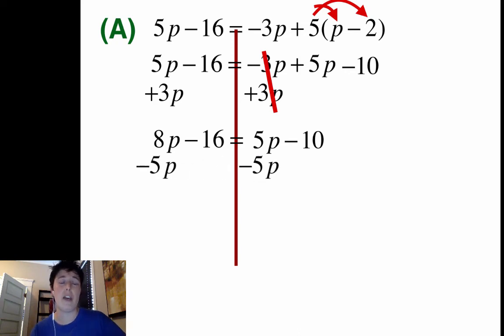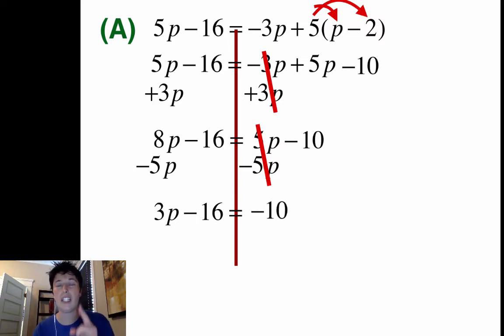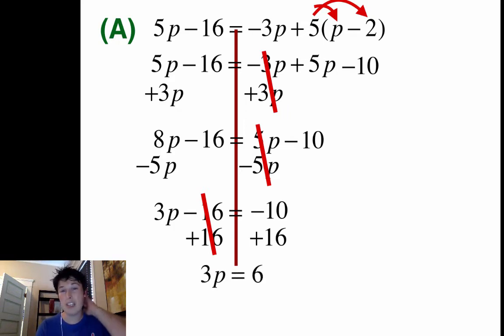Okay, so let's go from there. Let's take the 5p away. I'm trying to move that variable p over. 8 take away 5 is 3. So we're going to have 3p minus 16. And then what's left on the other side? Well, we still have a minus 10, so it's a negative 10. Don't forget that negative sign. And now I get to add the 16 over, start combining some numbers. Negative 10 plus 16 would be 6. So we're going to have 3p equals 6.